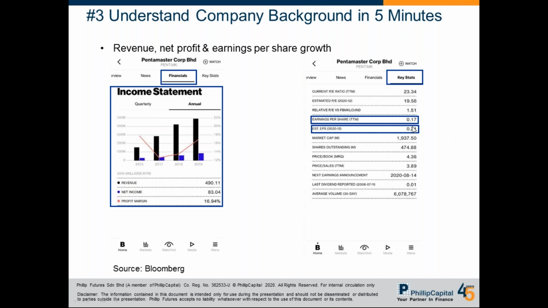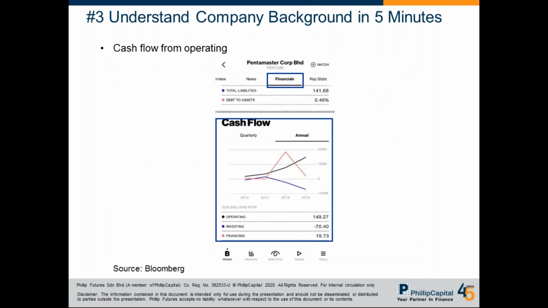So from here, as long as the estimated figure is higher than the earning per share, this is their current earning per share. As long as the estimated earning per share is higher than the earning per share, I would say yes, the company has earning per share growth. So revenue, profit, and earning per share, they are all on the uptrend. Okay. Next, we look at cash flow from operating.